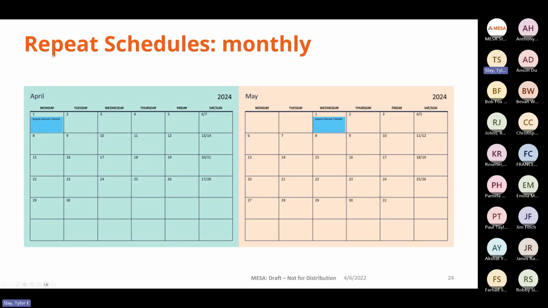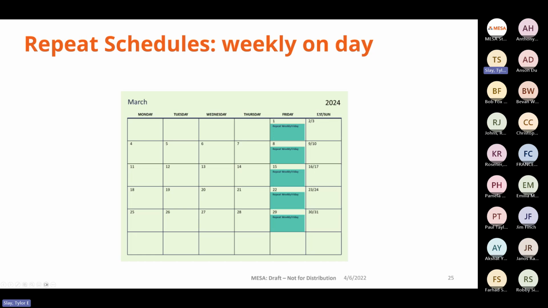The repeat schedules monthly is a little more straightforward. You want it to repeat in 1 month, it will repeat the following month on the same index in the month. So just straightforward. And repeat schedules weekly on the day. These are where most of the controls, same day of the week, pick Monday, Tuesday, Wednesday, Thursday. It'll just repeat every Monday, Tuesday, Wednesday, or Thursday. And you can set your unit to 2, 3, 4, so it'll be every other, every third, every fourth, if you desire.